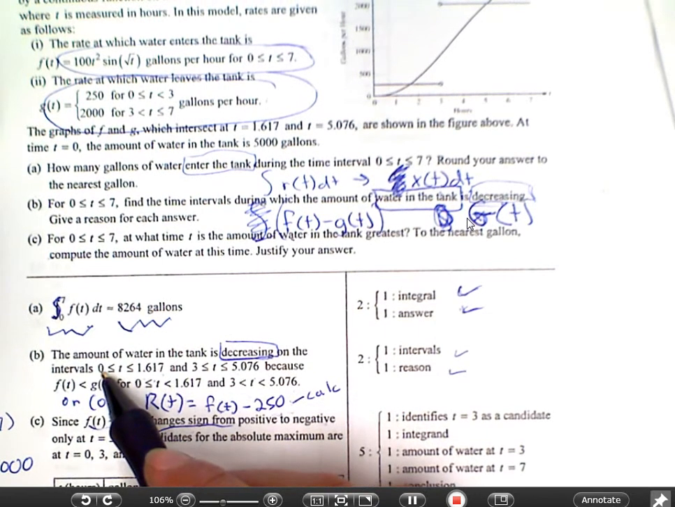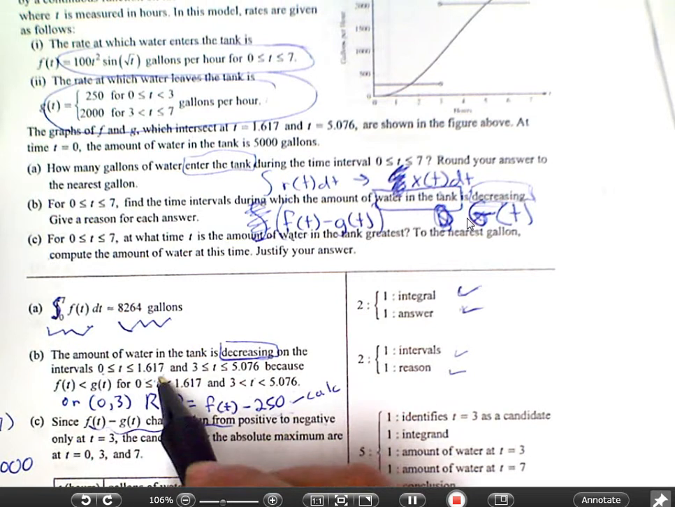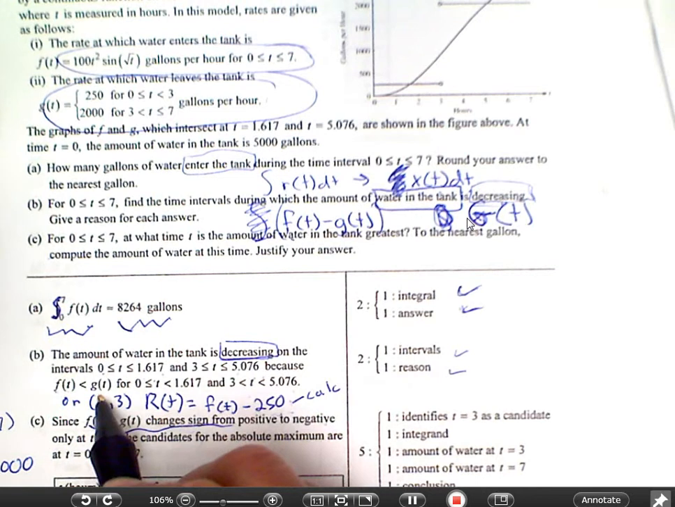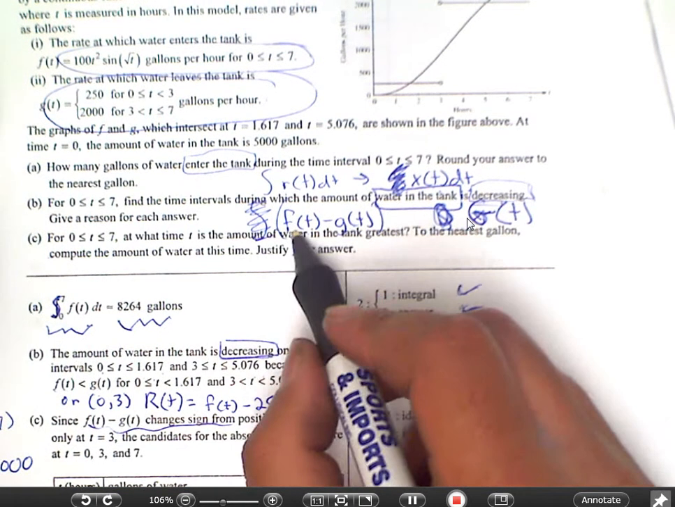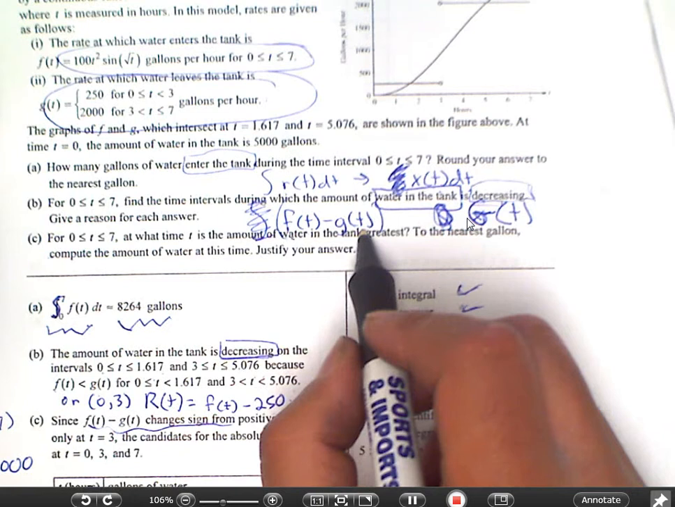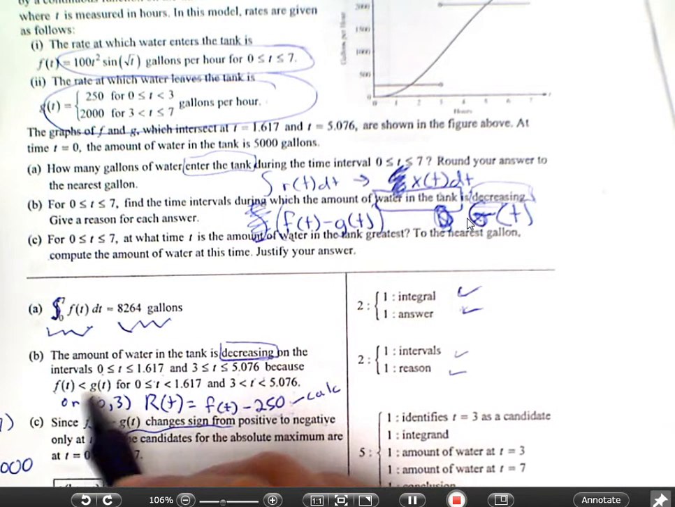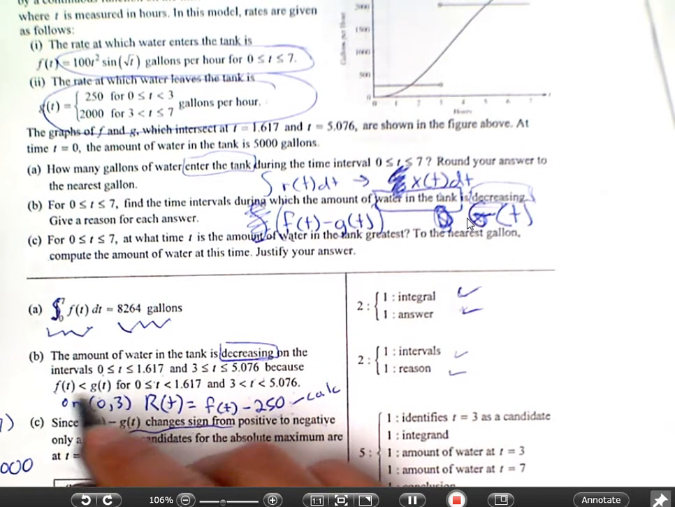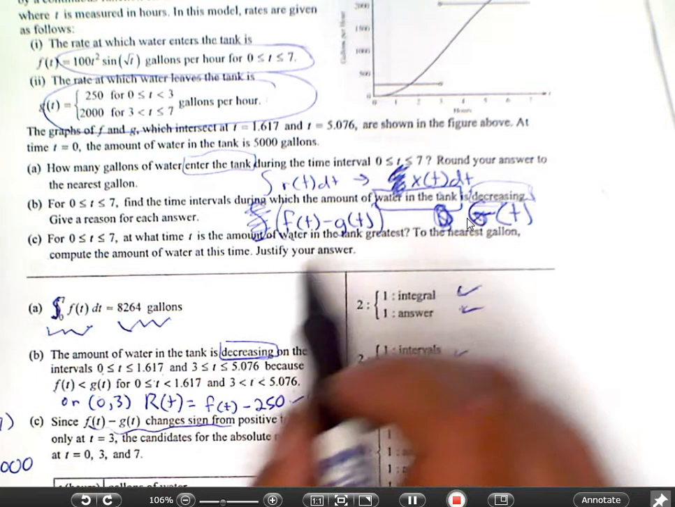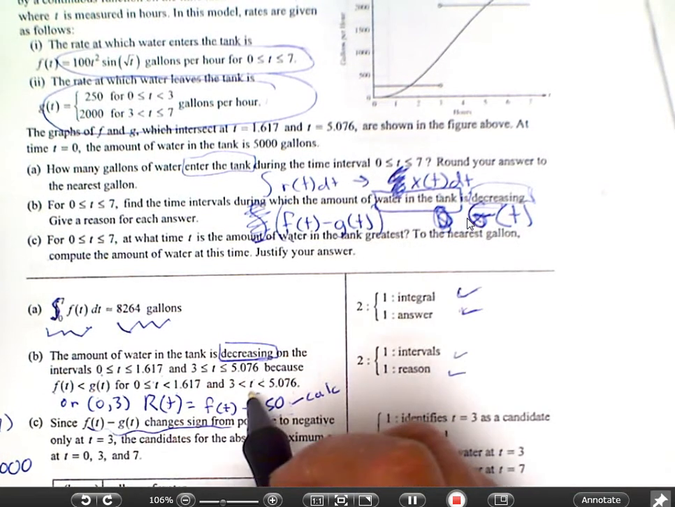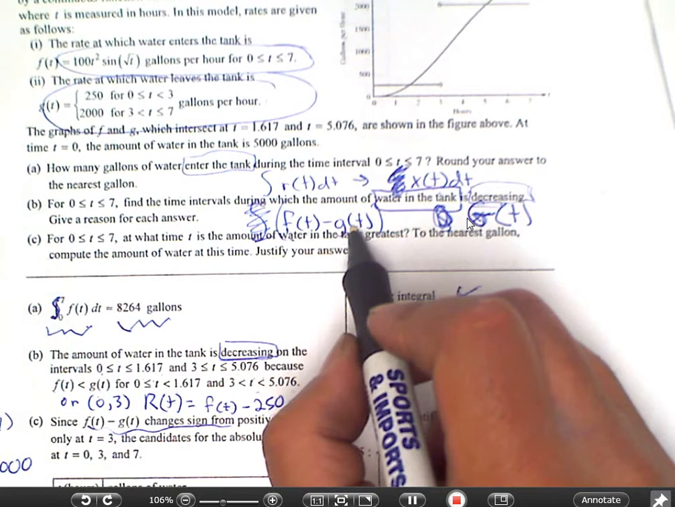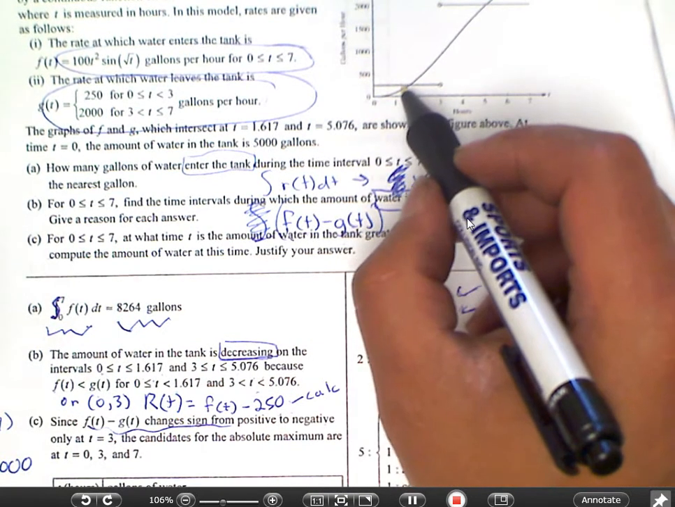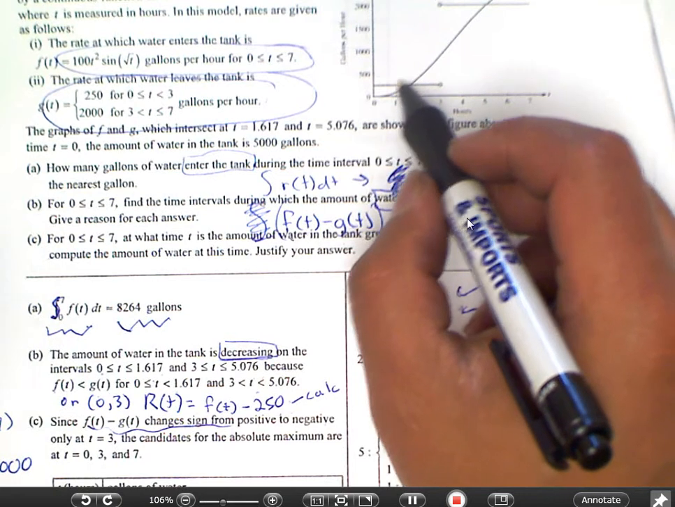Alright, they said the intervals here and here when it was decreasing, because f of t is less than g of t. Well, that's the same thing I said. If this is negative, then it's decreasing. Well, I think the AP readers would understand either. If f of t is less than g of t, then this is going to be negative there and there. And you can put this in your calculator, or just look at it here on the graph, and say, oh, well, the total amount's dropping.